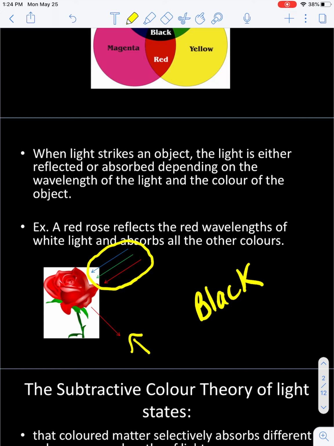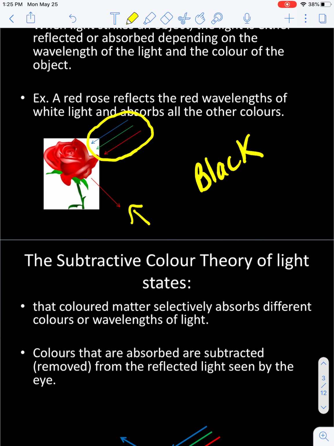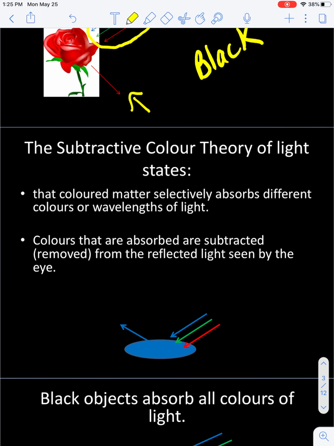The green light would be absorbed by the rose, and so we would perceive that as black. So hopefully that helps you understand a bit. So the subtractive color theory of light states that colored matter selectively absorbs different colors or wavelengths of light. Colors that are absorbed are subtracted or removed. They're absorbed by the pigments, so we don't see them. And the reflected light is seen by the eye.